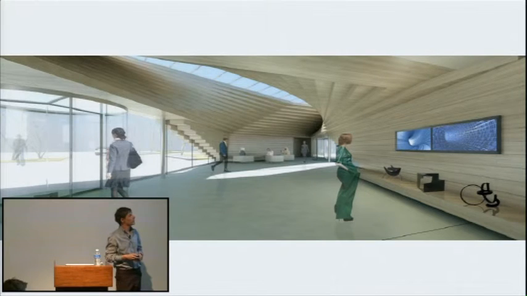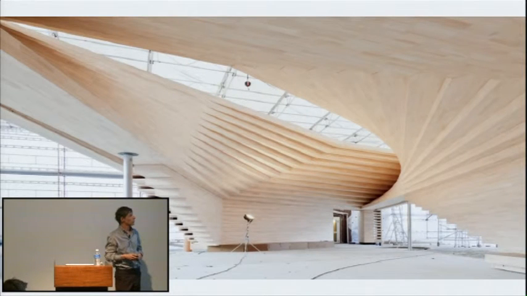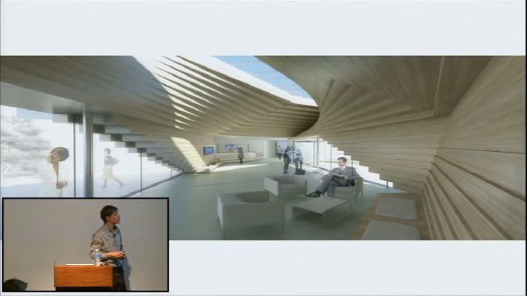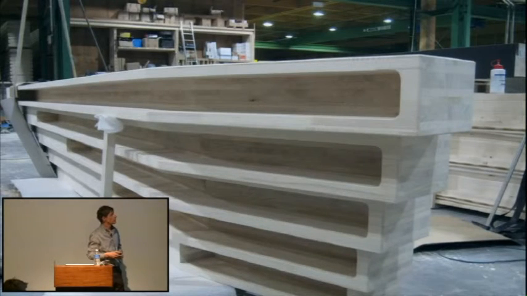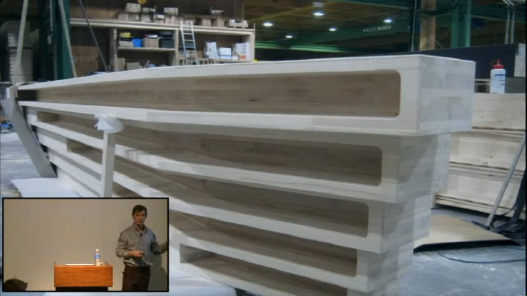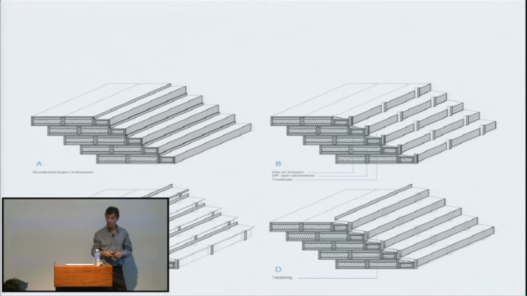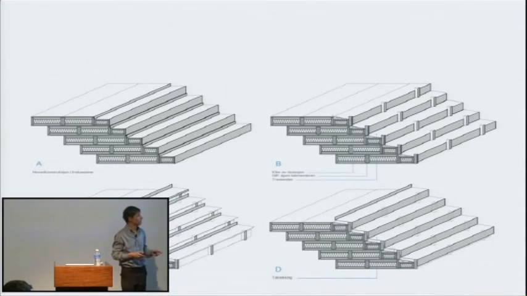So the rendering and how it looks now. This is the reception desk, also made of the same elements, which are just carved out. And the main construction of elements is covered by zinc cladding. They are insulated.